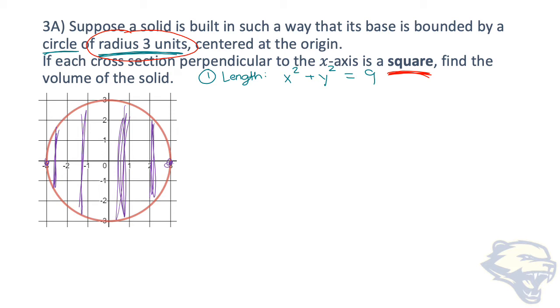But I want a length function in terms of x, okay? Because all of these cross sections are perpendicular to the x-axis. So we want something in terms of x to give us that top minus bottom. Okay, so I want to take this x squared plus y squared equals 9, and I want to solve that for y equals, because then I will have a function in terms of x.